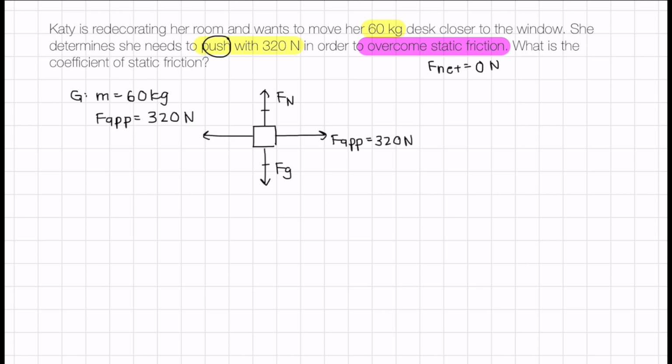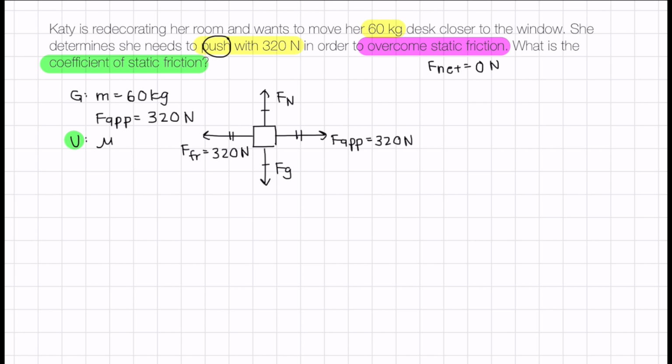And then her frictional force is going to be actually the same value, 320 newtons as well, because F net is equal to 0, so F applied has to equal force of friction. My unknown in this situation is the coefficient of static friction. That's what we're trying to solve for. Okay, so we're trying to solve for mu.